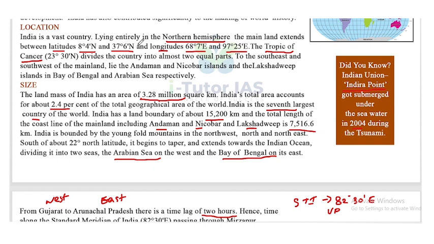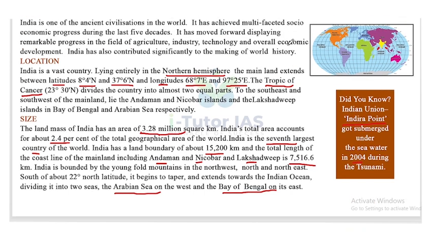So we have already discussed the location and the size of India. Location means it is mainly in the northern hemisphere, with latitudes between 8 degree 4 minute north and 37 degree 6 minute north, and longitudes 68 degree 7 minute east and 97 degree 25 minute east. Then the Tropic of Cancer, 23 and a half degree north, divides the country into two equal parts. Then the southeast part is this area, where the Andaman and Nicobar Islands are.